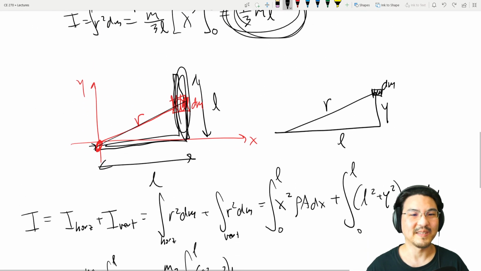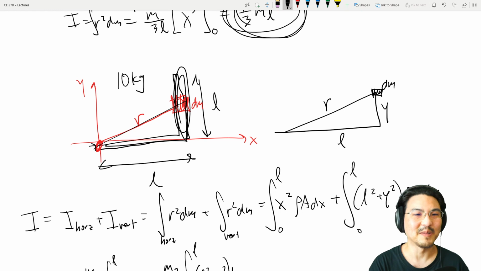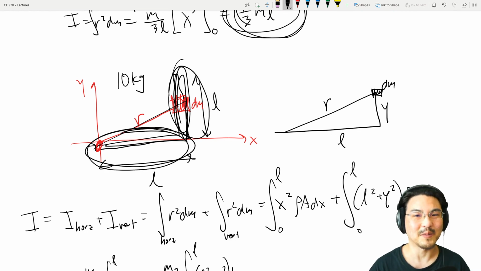Which in this case, I needed to specify the mass of the bar, right? Let's say if it's 10 kilograms, then this part would be, right, this is L and this is L, so this would be 5 kilograms here, 5 kilograms here.